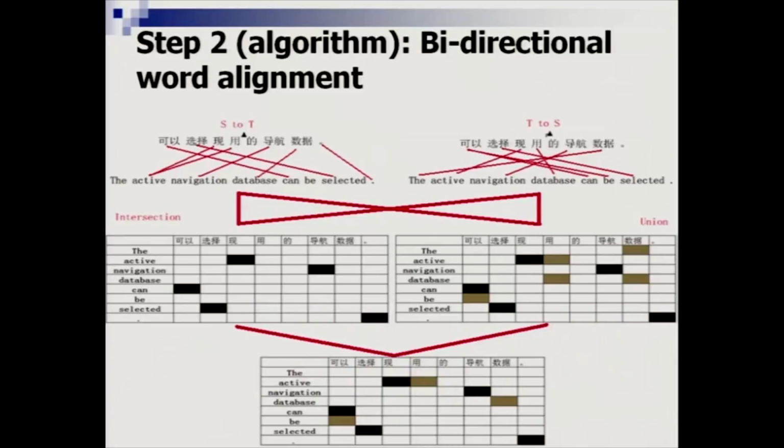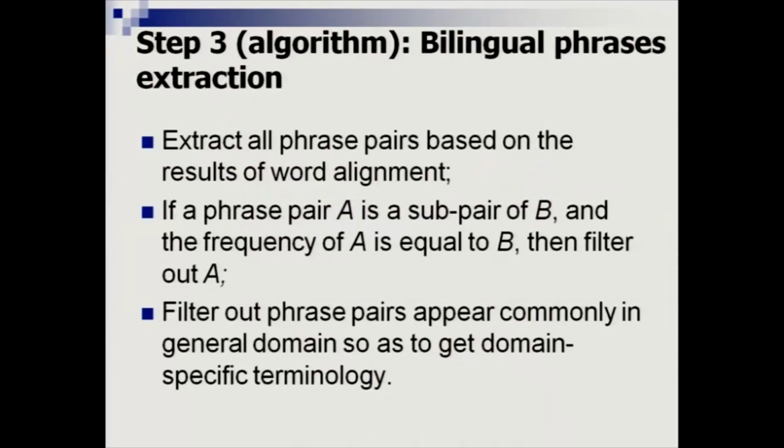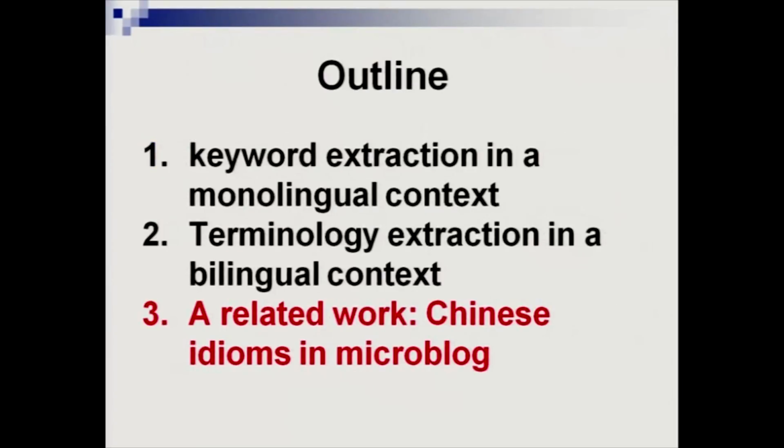Step 2 is we do bi-directional word alignment, Chinese to English and English to Chinese, and try to merge the results of the bi-directional word alignment. Then step 3, we do some other processing to get high-quality bilingual term pairs. Okay, that's part 1, terminology extraction.